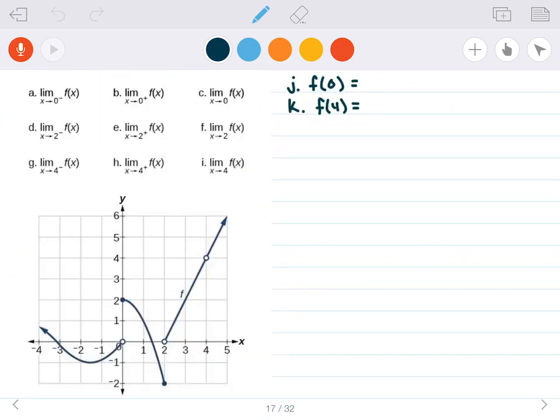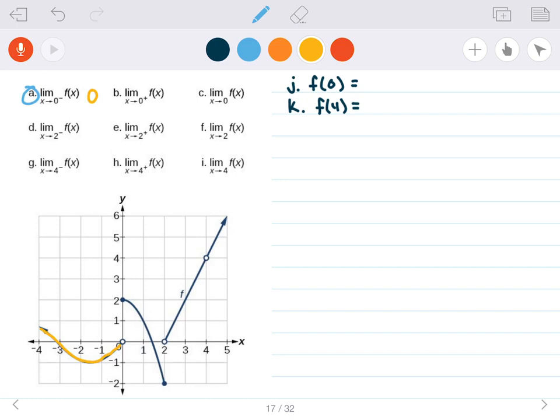Alright, so now we have a graph, a piecewise function, and we're asked to evaluate all of these limits. Alright, so let's start with A. The limit of this function as x gets close to 0 from the left. These are all the x values that are to the left of 0, and we're getting closer and closer to y equals 0. So the limit as x goes to 0 from the left is just 0.